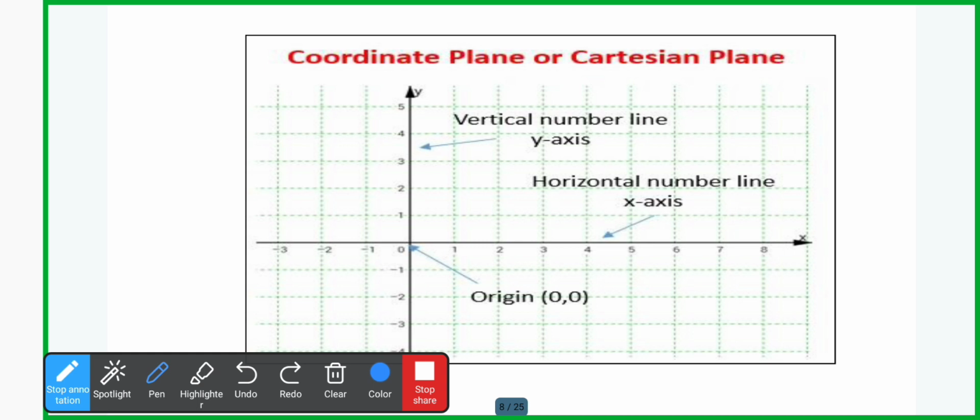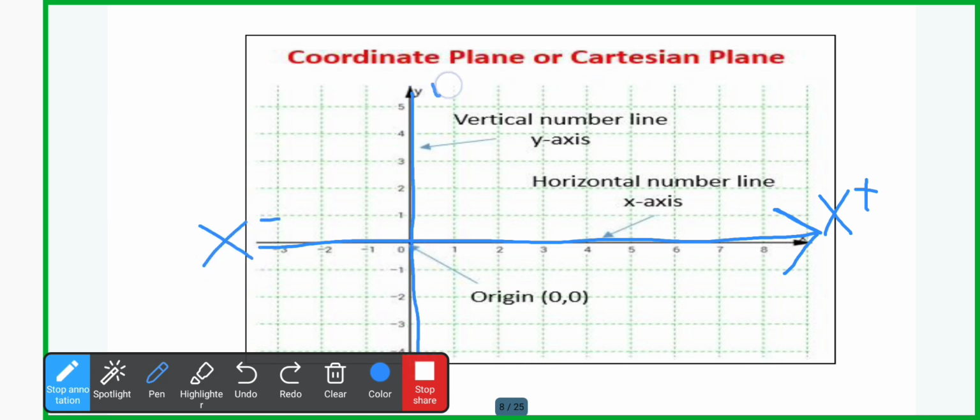As you know very well, this is a horizontal line, and the horizontal line is represented by the x-axis. Here the x-axis is positive, and on the other side it's negative. The vertical line is known as the y-axis, and the y-axis is positive on the top and negative on the bottom. The x-axis and y-axis are perpendicular to each other, and the point where they meet is known as the origin, that is 0, 0.